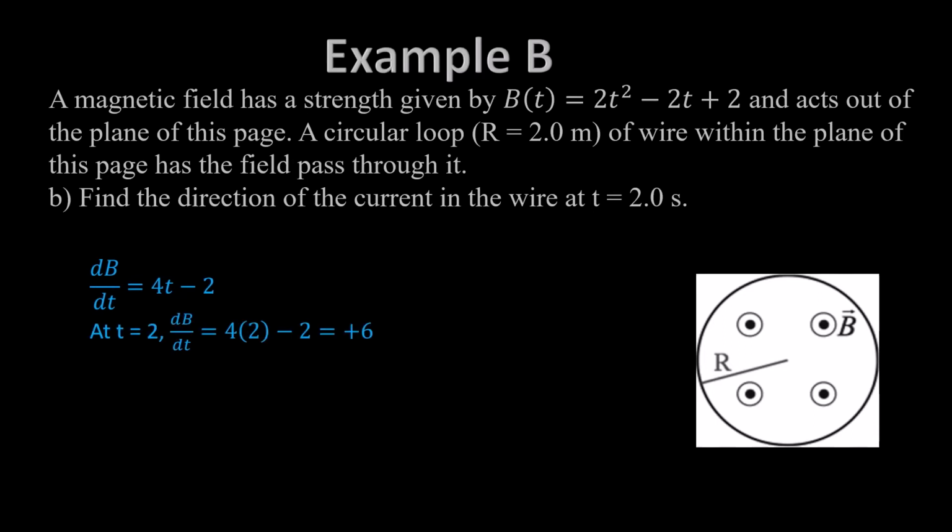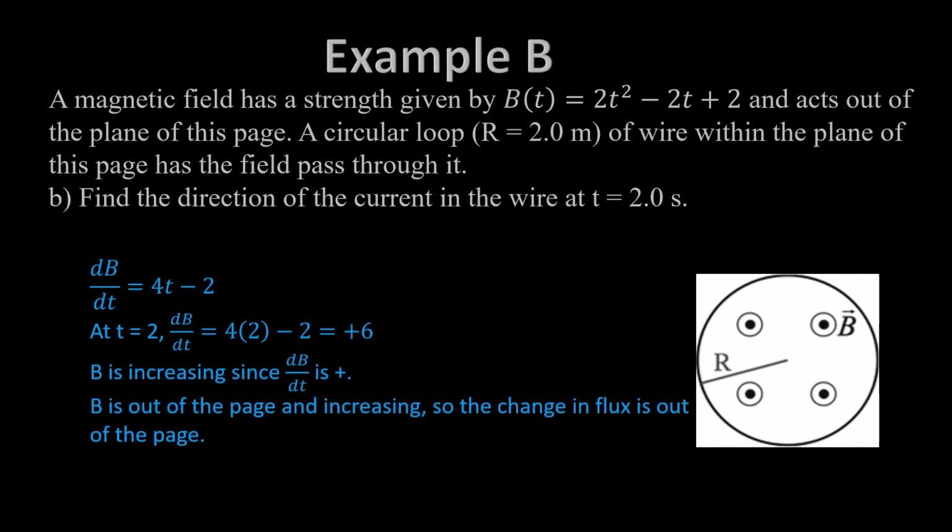So there's plugging in 2 into that function, and we get dB dt is positive 6. So our derivative is positive. That means that our field function is increasing at this point. So B is increasing because its derivative is positive. So since B itself is out of the page and it's increasing, that means that the change in it, if something is increasing, the change in that thing is in the same direction. So the change in flux is also out of the page.